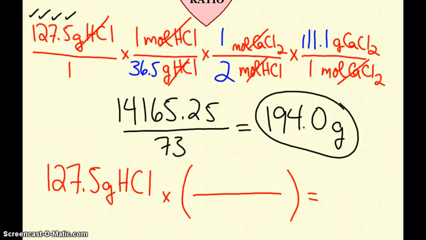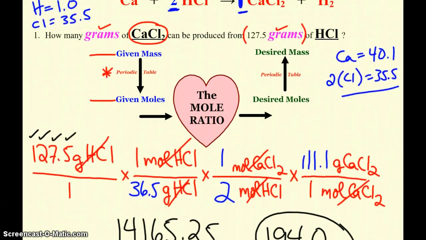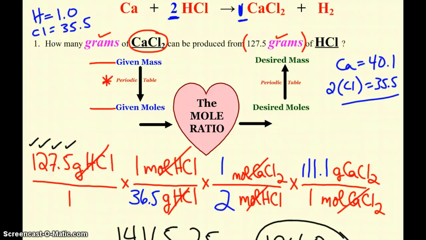Okay. Now, same rule applies. HCl is what we're starting with, so HCl has to go to the bottom of this big ratio. Calcium chloride is what we're trying to find out, so that goes at the top. And now I just look at my equation, and okay, I've got 2 in front of HCl.